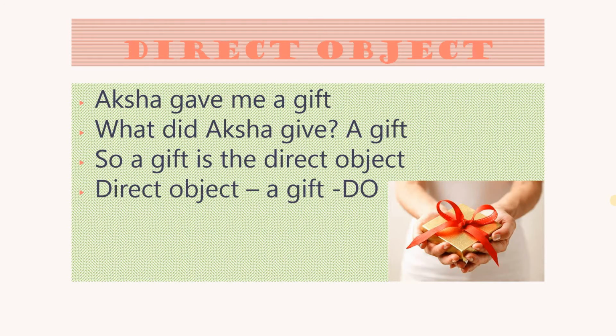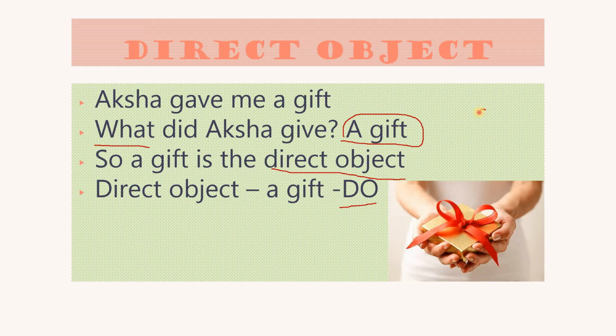So now direct object. Aksha gave me a gift. What did Aksha give? A gift. பார்த்தீங்களா இதில் வாட்ங்கிற கேள்விக்கு விடை. It's for question for what? Answer is a gift. That is the object. So a gift is the direct object. So it is denoted by DO.